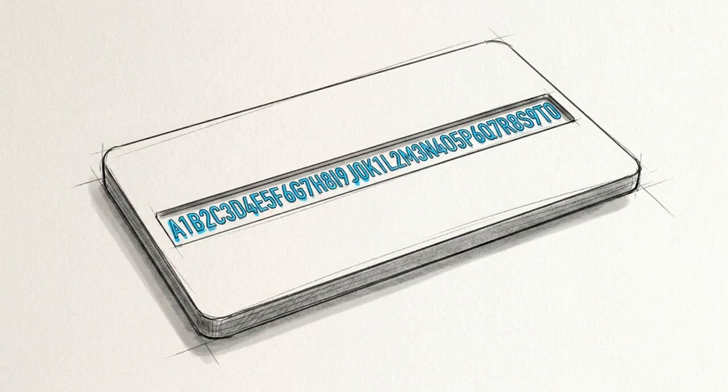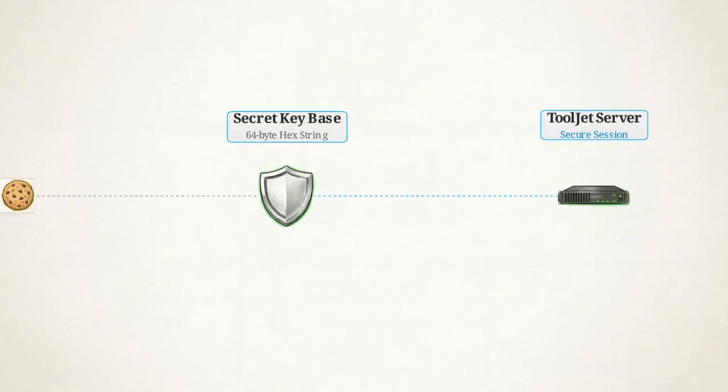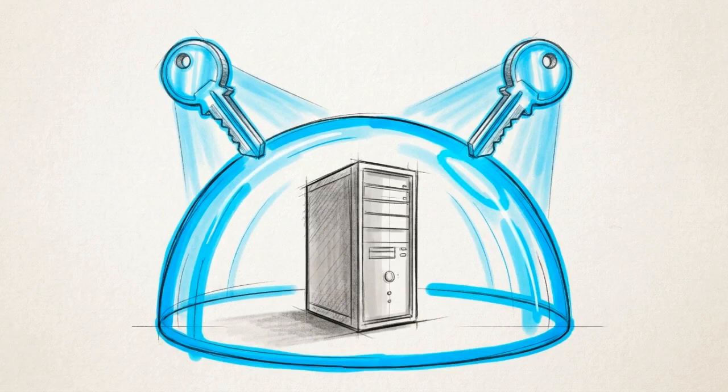You also need a secret keybase. This is a 64-byte hexadecimal string used by the framework to securely sign and encrypt user session cookies, preventing session hijacking. These 2 keys define the security boundary of the platform. Without them, the server cannot decrypt credentials or authenticate sessions, making their backup a standard requirement before booting the instance.